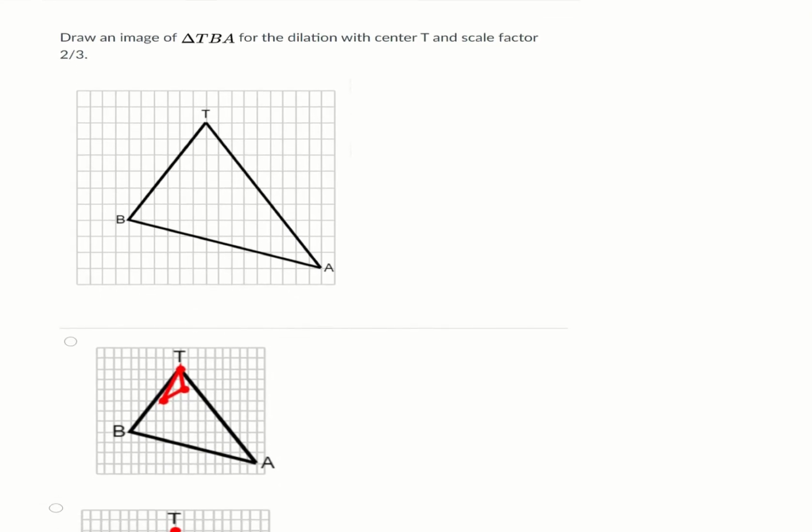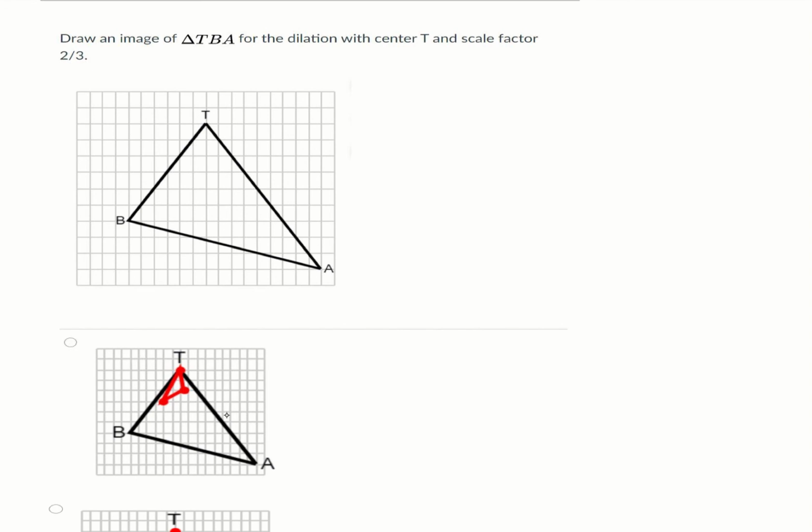For the next question, we want to draw an image of this triangle for the dilation with center T. So the center is here. We're going to stretch it from there, and the scale factor is 2/3. So if I'm going to stretch it from there, that means I've got to stretch this that way. Well, in this case, this is a compression. This is a reduction because this number is smaller than 1. So we're not really stretching it. We're actually compressing it. We're making it smaller. Okay, but in any case, we've got the distance from here to here, and we want 2/3 of that distance. So let's cut this into roughly 3 pieces. 1, 2, 3. So roughly 3 pieces, about the same length.